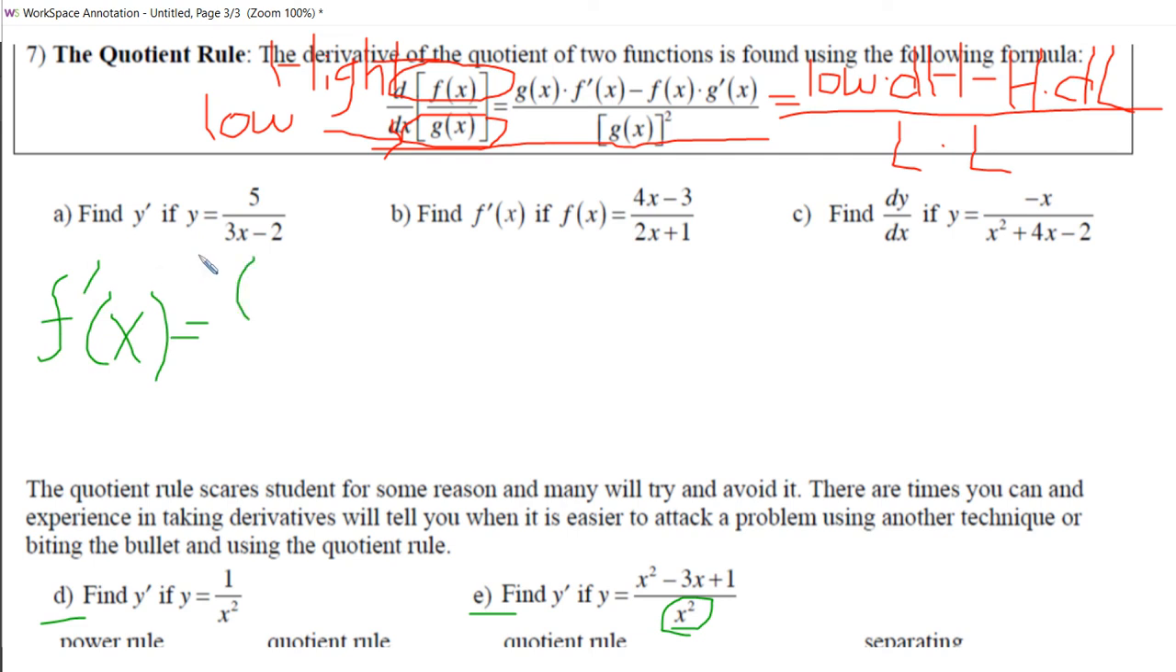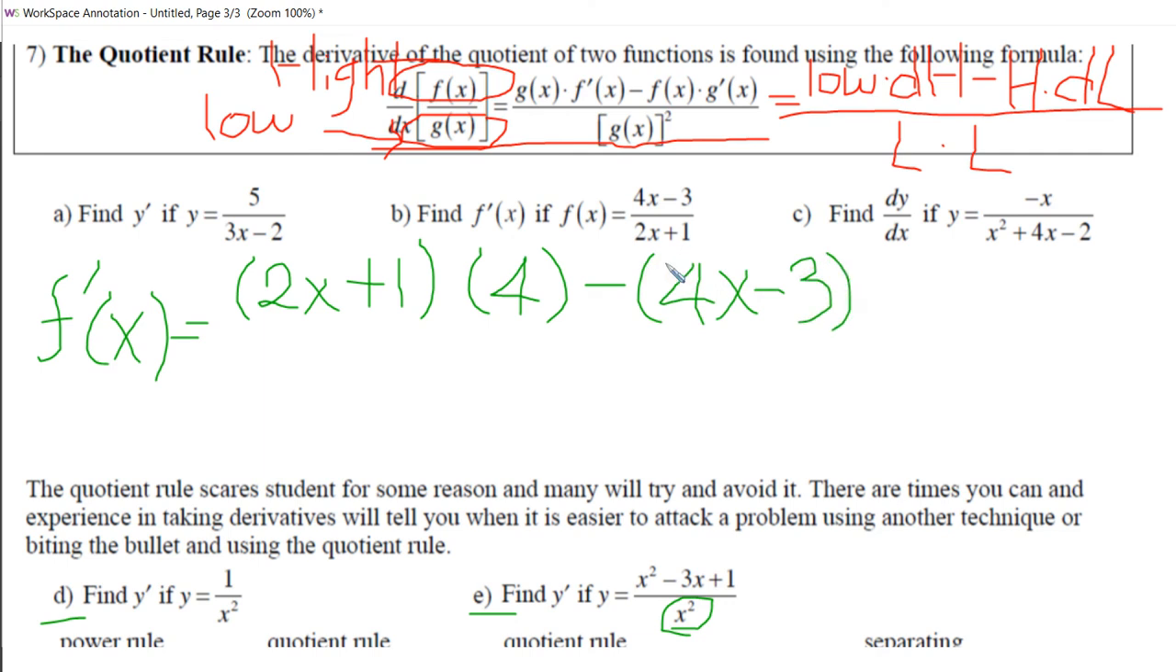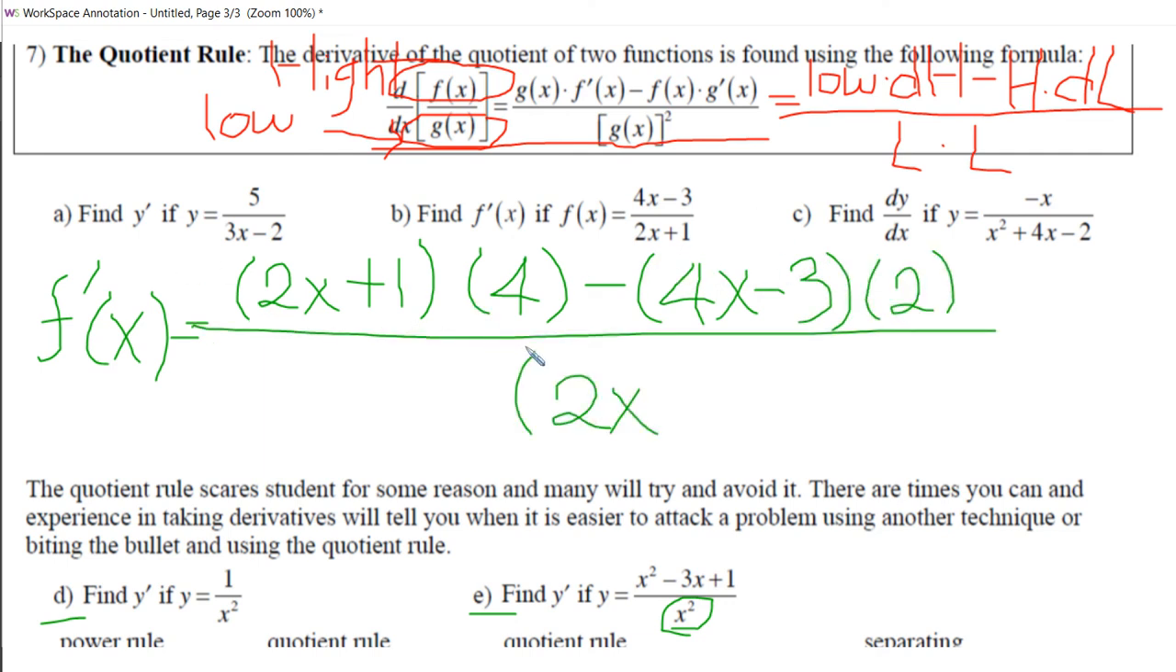of low, D high, minus high D low, low D high minus high D low all over low low. You can simplify this if you want to. As of right now, I'm not going to.